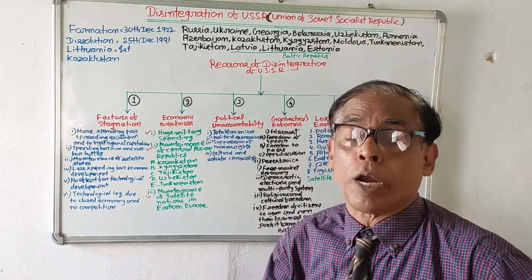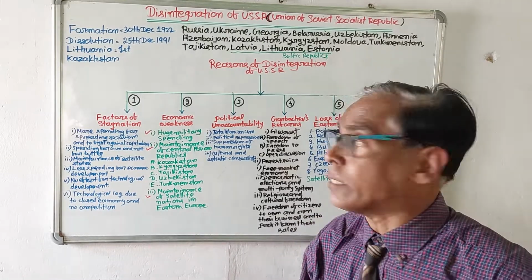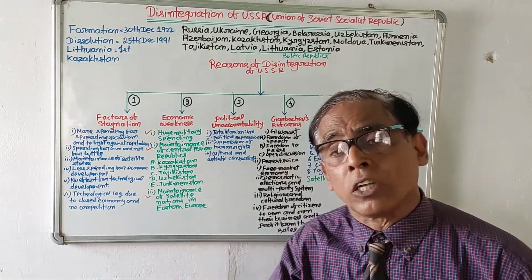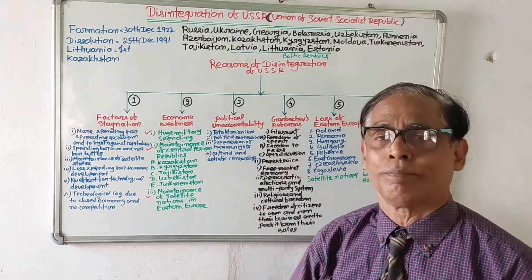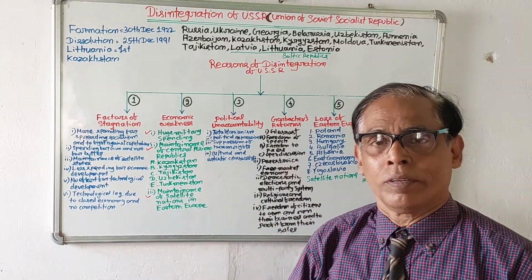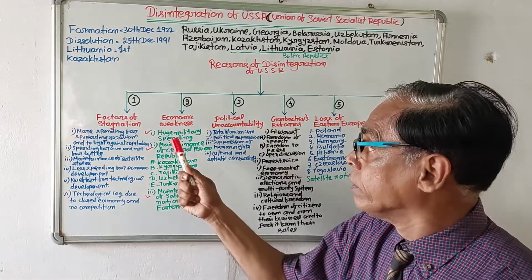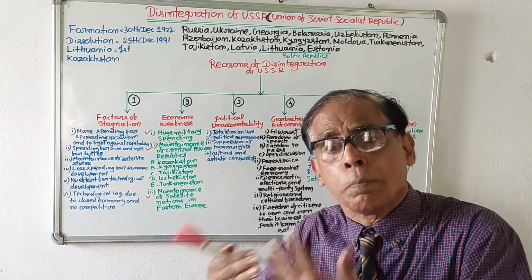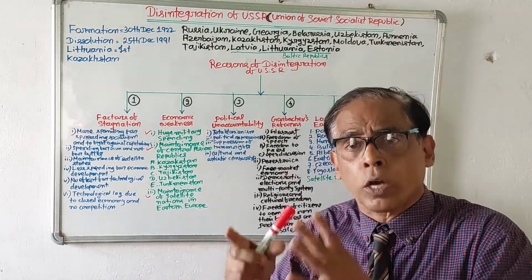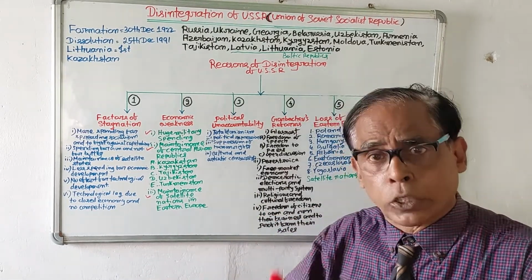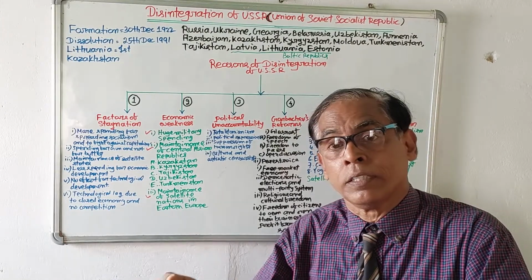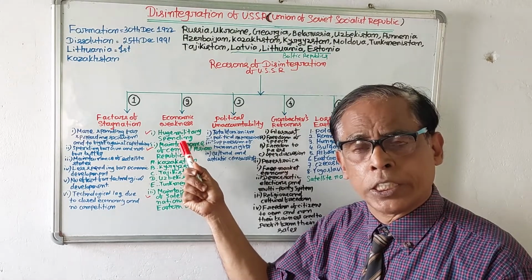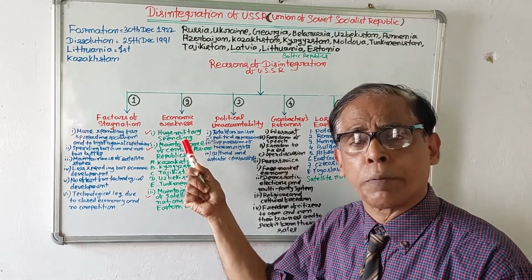And the second important factor for the disintegration of Soviet Union was the economic weakness. The economic condition of USSR was very weak. It was because of huge military spending. USSR was spending more money for military purposes, for the production of armed ammunition. It was competing with USA, so it was diverting more money for the military. Due to this reason, the economic condition of the USSR became weak.